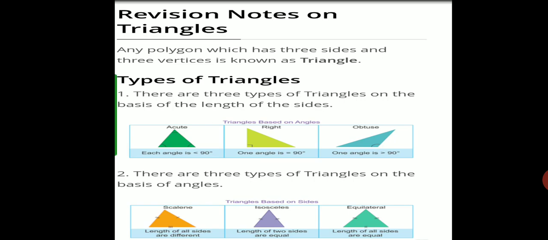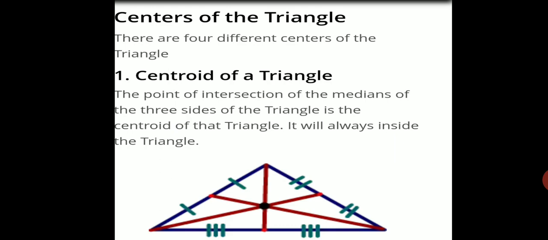And on the basis of the length of the sides, there are also 3 types of triangles. The first one is a scalene triangle, a triangle in which the lengths of all sides are different. A triangle in which 2 sides are equal in length is known as an isosceles triangle, and a triangle in which the lengths of all sides are equal is known as an equilateral triangle.